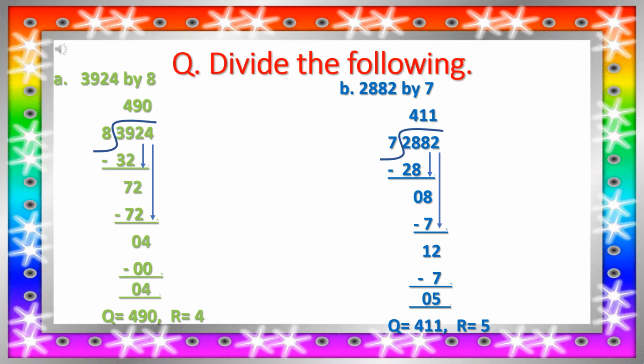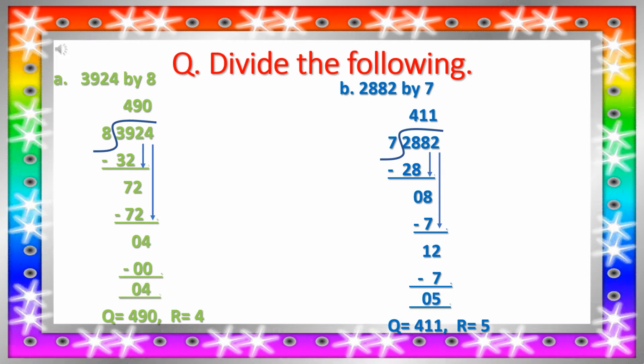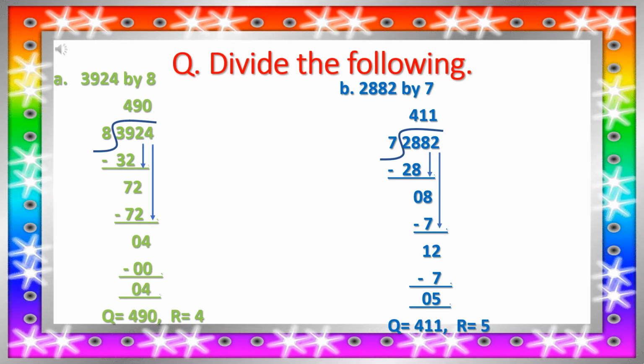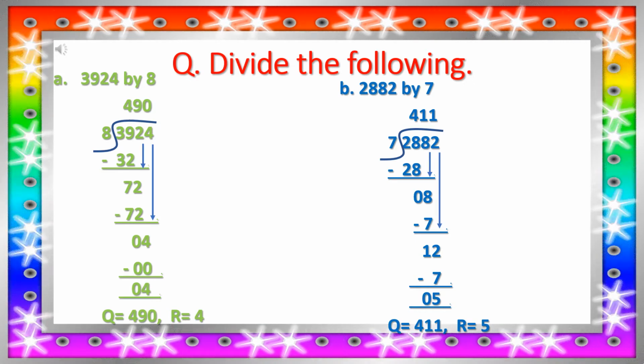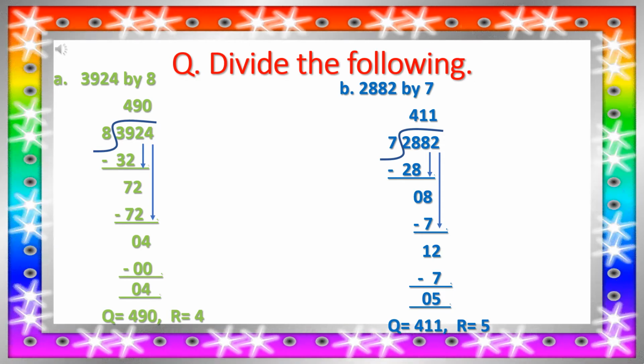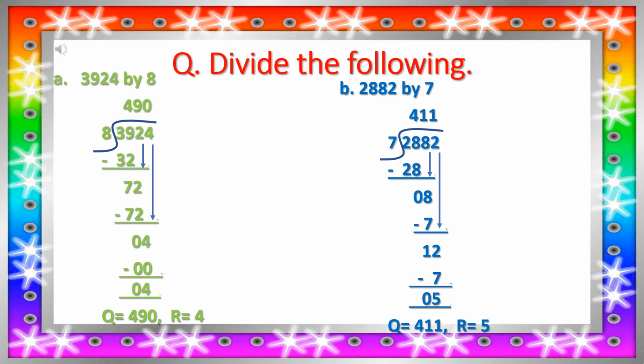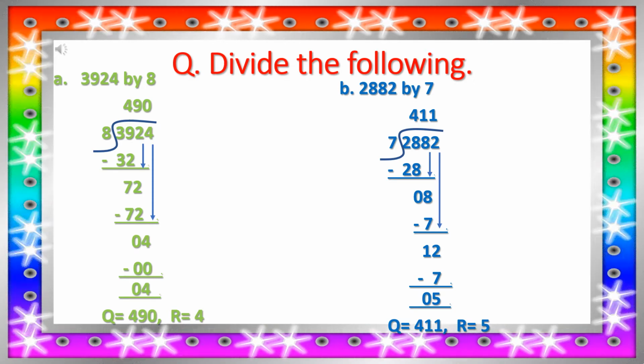2882 divided by 7. Now again we will arrange the numbers as shown in the slide and next we will start dividing. We will try to divide 2 by 7 but 2 is smaller and 7 is bigger, so it cannot be divided. So we will take 28 together and we will treat it as 28 hundreds. So let's divide 28 by 7. 7 fours are 28. So we will write 4 as quotient over 8 and write 28 under 28. Now 28 minus 28 is 0.